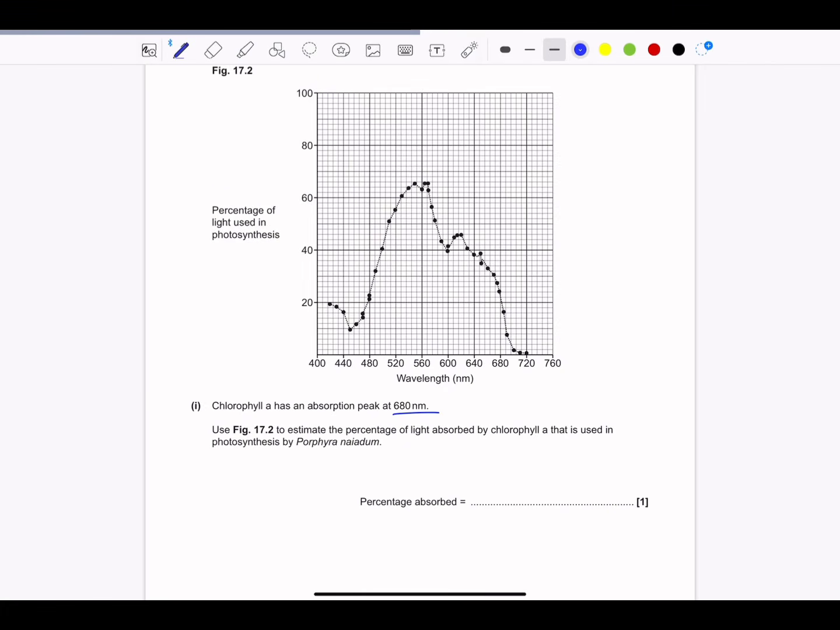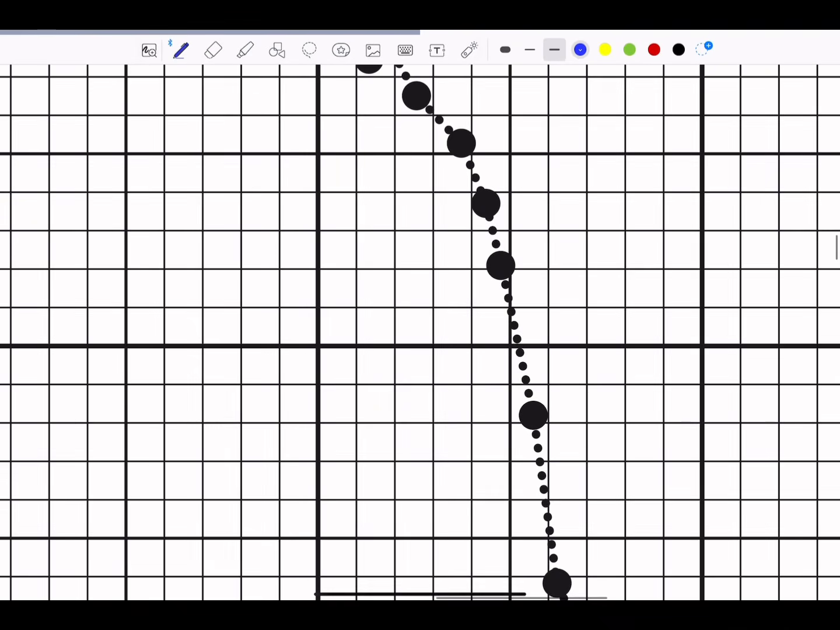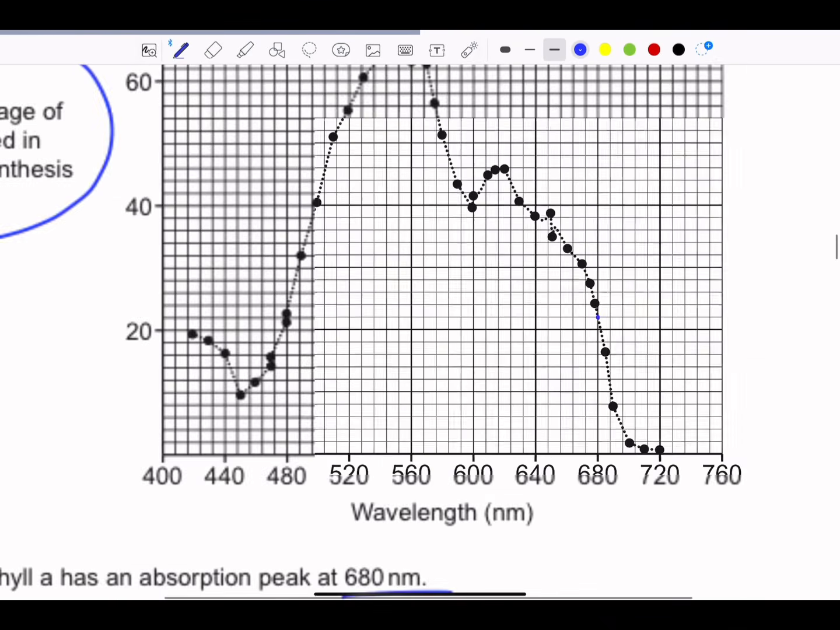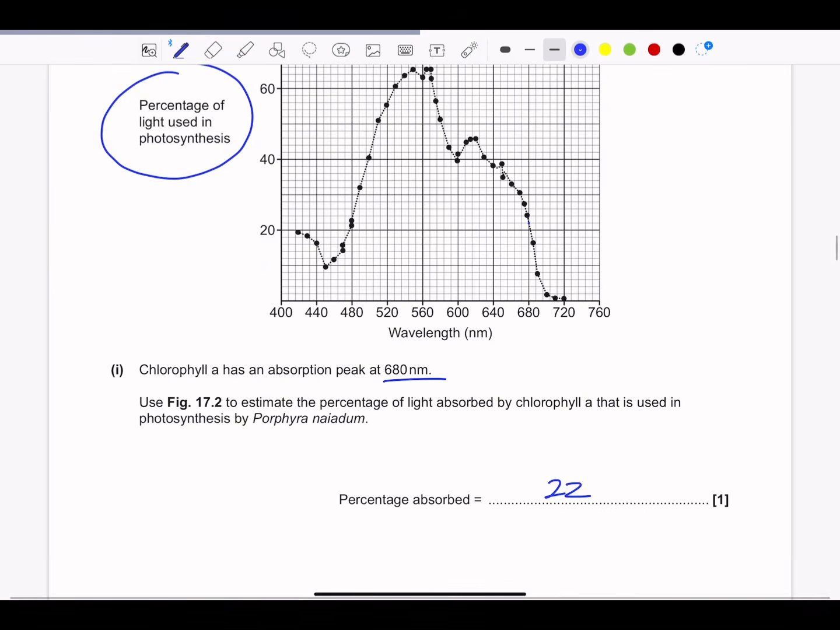species. So pretty straightforward, we can see the percentage of light used in photosynthesis. So all we have to do is go to 680 and then see where it crosses that. By the looks of it, it may seem like over here, which is 20, but not really, because if I zoom in even more, it actually crosses at this point, which is 22. So that's what the answer is. The answer is 22. Other correct answers would have been 21, 23, or 24, but the answer 20 is just not on the mark scheme.